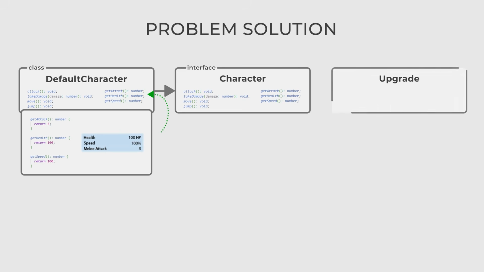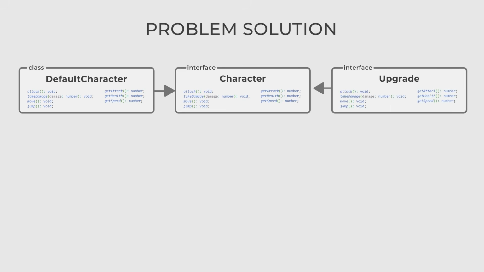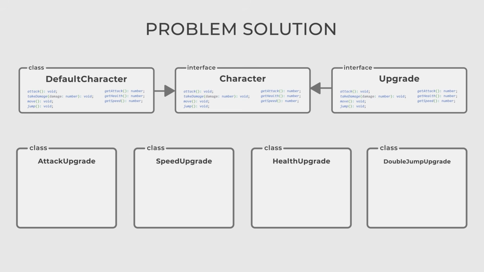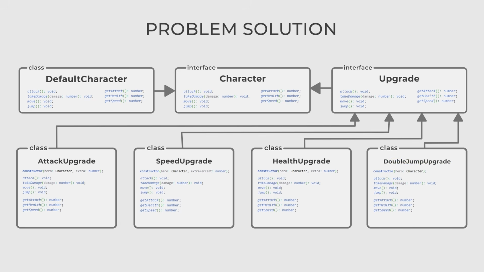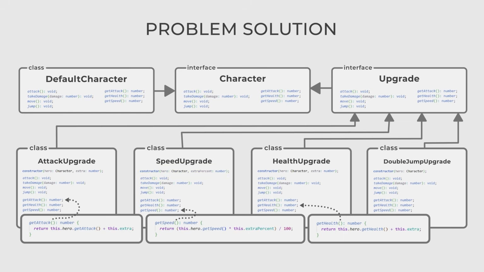After that, let's create an upgrade interface that extends the character interface and will be used for the concrete implementations of upgrades. And finally, let's create classes that implement the upgrade and call them attack upgrade, speed upgrade, health upgrade, double jump upgrade, and so on. Each of these classes must implement all methods from upgrade, accept character in the constructor, and add their specific logic to the implementation.